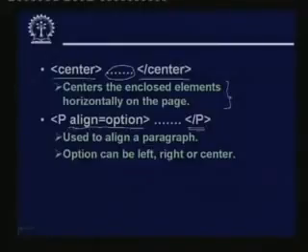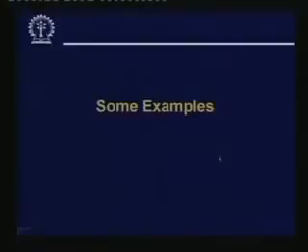Well, you can have this align attribute, align equal to option. Now, option can be either left or right or center. So, you can have a paragraph which is aligned left justified, right justified, or it is centered, right.